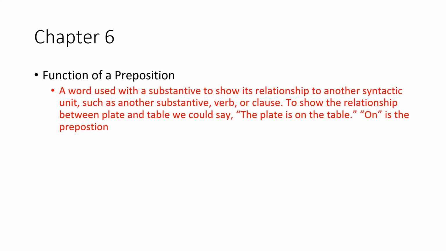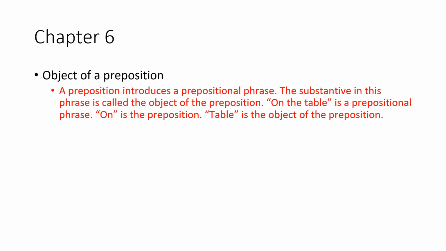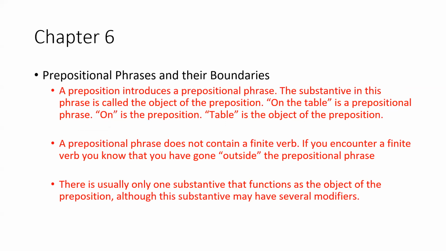Function of a preposition: a word used with a substantive to show its relationship to another syntactic unit, such as another substantive, verb, or clause. To show the relationship between plate and table, we could say the plate is on the table. On is the preposition. Object of a preposition: a preposition introduces a prepositional phrase. The substantive in this phrase is called the object of the preposition. On the table is a prepositional phrase. On is the preposition. Table is the object of the preposition.